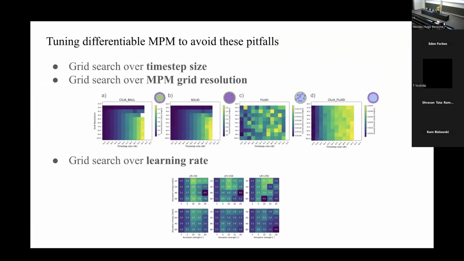The three main parameters that you should look at are the time step size, the material point method grid resolution, and the learning rate. So the first two will help you avoid material tearing and help the robot be physically accurate and optimizable. And then the learning rate helps you avoid things like gradient instability.